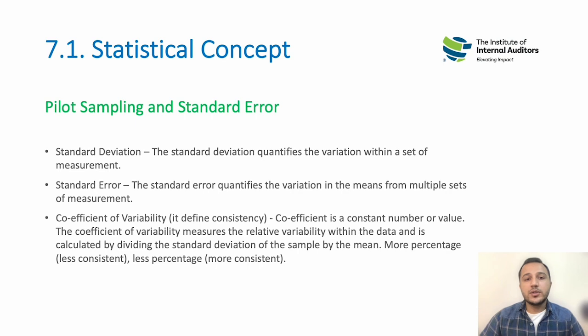And then the third thing is the coefficient of variability, which defines consistency. We divide the standard deviation over the mean, the average, and we get a percentage. So if the percentage is lower, it means that the data is less dispersed and we can take a smaller sample. But if the percentage is higher, the data is less consistent, and it means that we have to take more samples in order to give our opinion based on a true representation of the entire population.